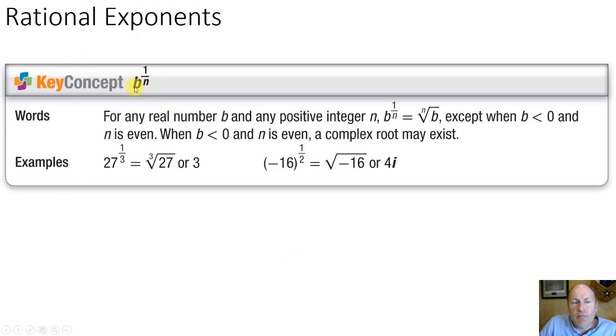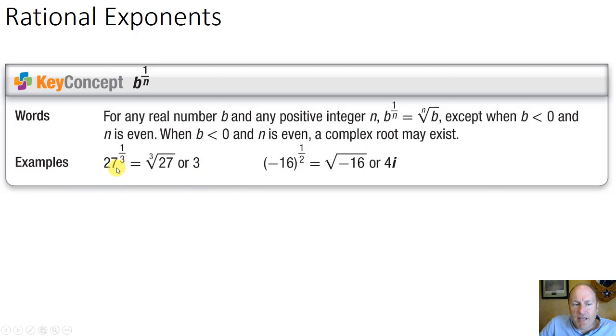If we have a base b raised to the 1 over n power, for any real number b and positive integer n, then b to the 1 over n power is equal to the nth root of b. That is except for b less than 0 and for even n's, because even n's could result in more than one answer. When b is less than 0 and n is even, then a complex root may exist.